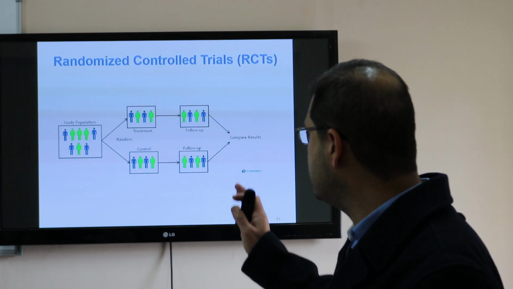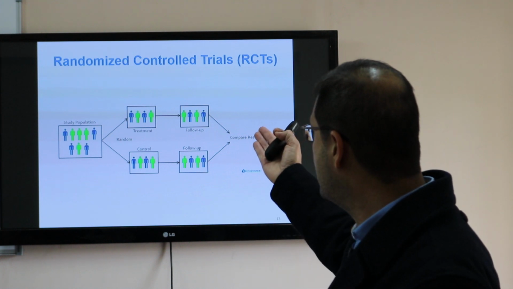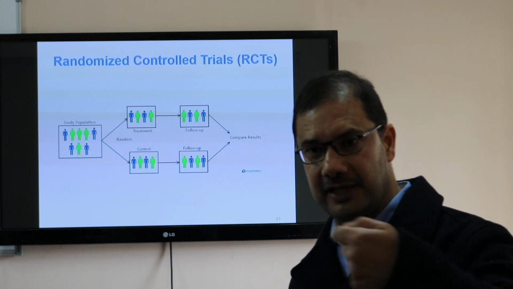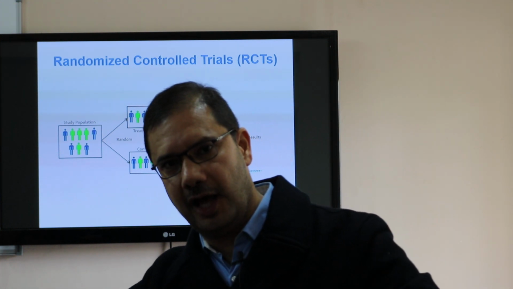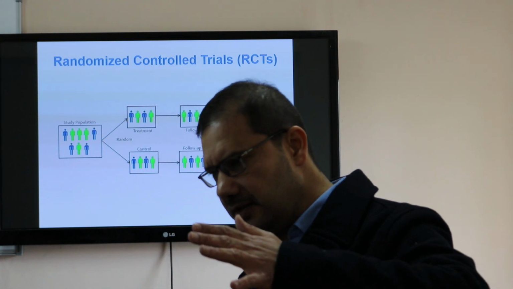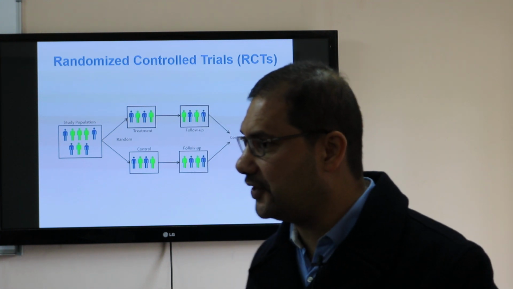So in general, in a randomized control trial, we have one group. We do the randomization. We have two groups now, a treatment group and a control group. We give them the medicine or the intervention. We follow them up for 3 months, 6 months, 9 months, or 1 year. It's up to the study. So at the end, we have to compare the outcome of the control group with the outcome of the test group.